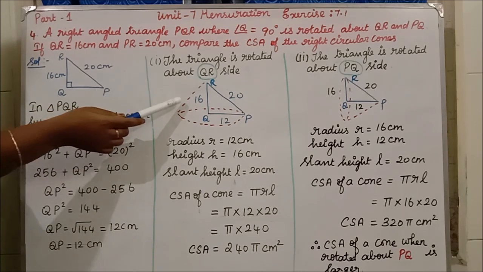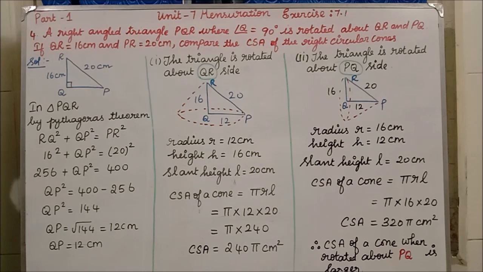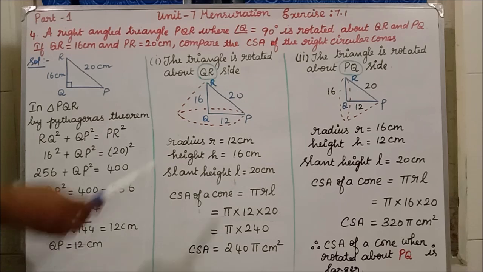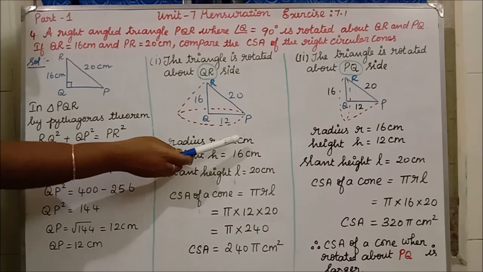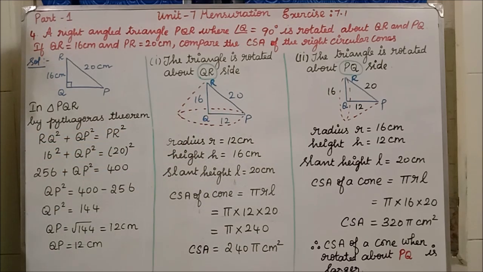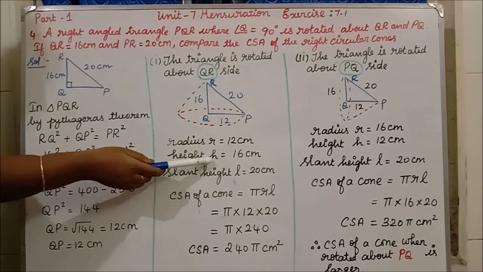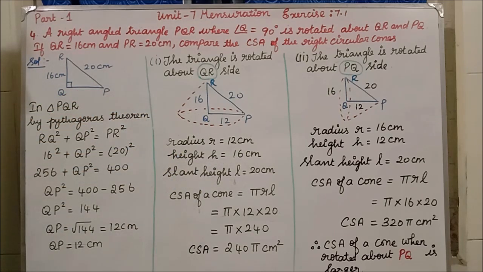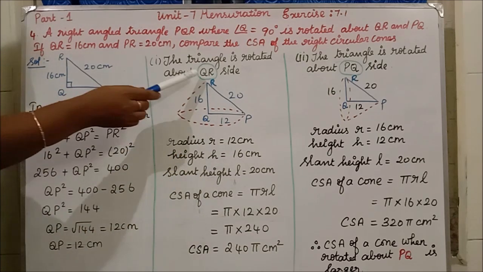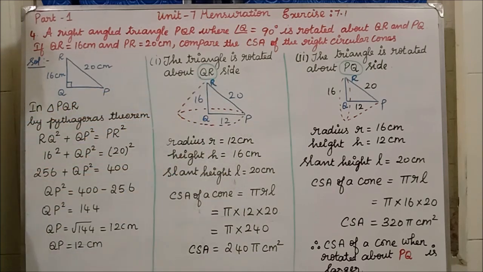Now from this, what formula can we apply? CSA of a cone we can use, isn't it? Curved surface area of a cone, what is the formula? Pi r L, we know, isn't it? Radius means what? R is equal to 12 centimeter. Height is equal to what? H is equal to 16 centimeter. Slant height L is equal to 20 centimeter.